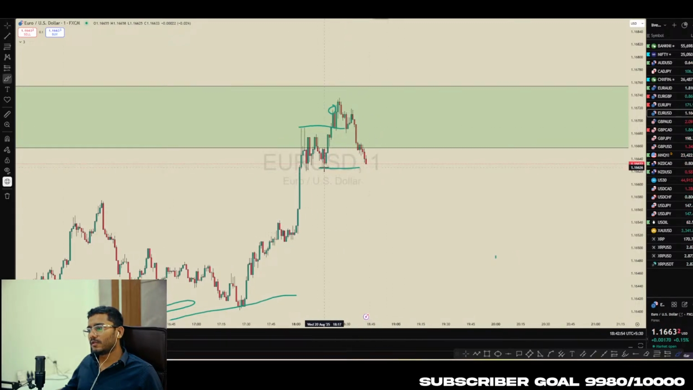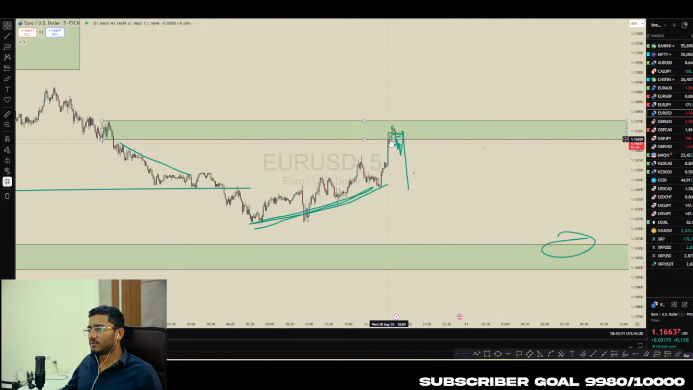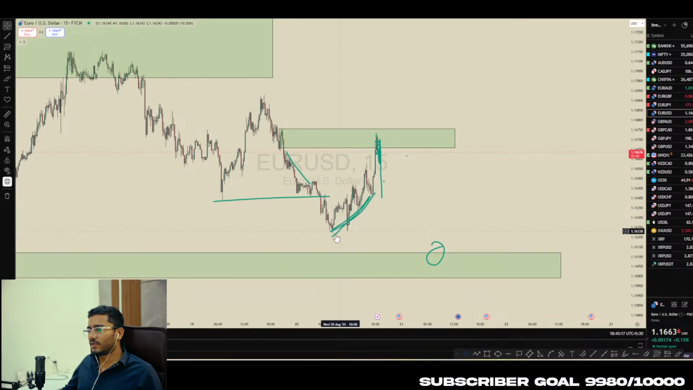So you can go after this structure break here, or you can look for a change of pattern. Right now, we have this imbalance and we have this order block where price can create liquidity and tap this order block. So in this liquidity, it should tap this order block and it can continue. So you can target the next low. We have this liquidity also. We have this trend line liquidity.